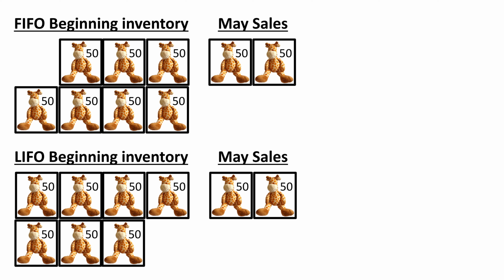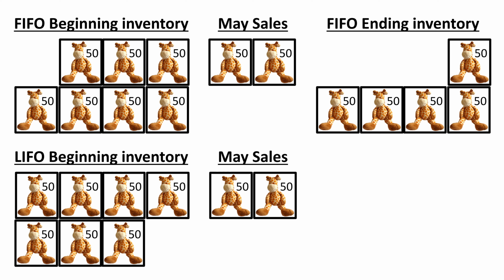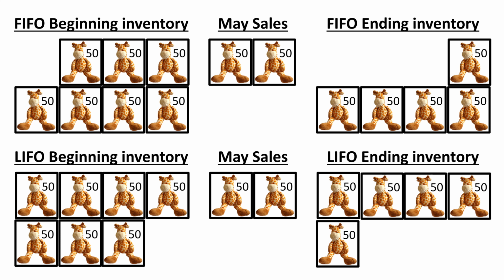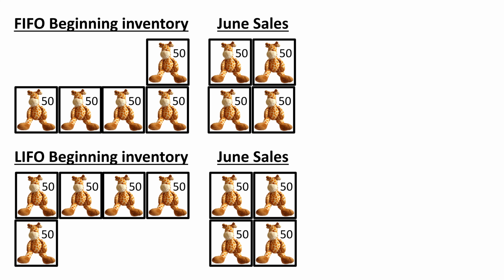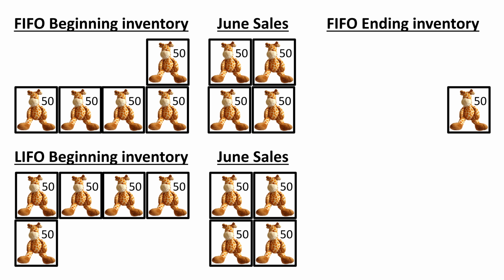With FIFO, first in, first out, we assume that the oldest inventory gets sold first, the last of the boxes purchased in January, and one of the boxes bought in February. With LIFO, last in, first out, we assume that the newest inventory gets sold first, the last of the boxes purchased in March, and one of the boxes bought in February. 4 boxes of toy giraffes are sold in June. With FIFO, we assume that the oldest inventory gets sold first, the remaining 3 boxes bought in February, and one of the boxes purchased in March.